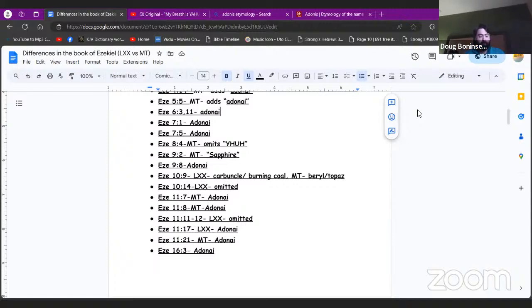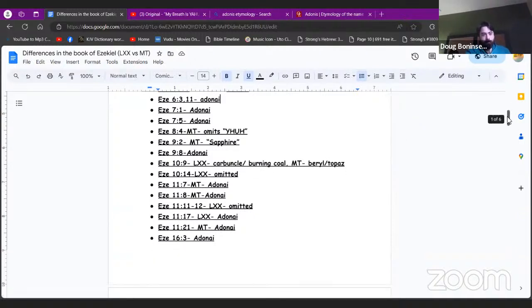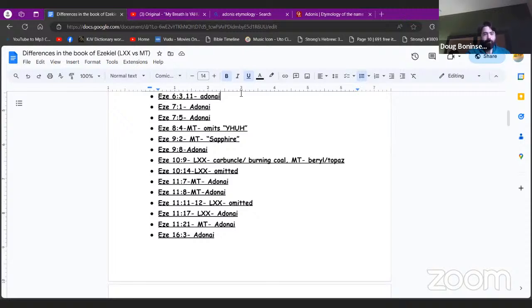And again, the Masoretic text has Adonai in front of Yahuwah there. In your ISRs, it reads as Master Yahuwah, but the word master there is actually Adonai in the Hebrew. Okay, so just showing that again. So, all right, we're going to kind of move on here, going to Ezekiel 6:3 and 11.